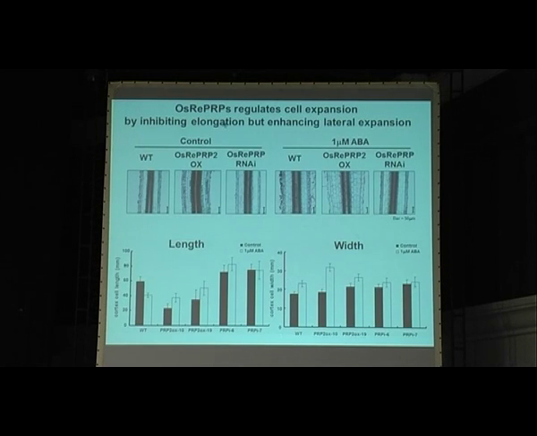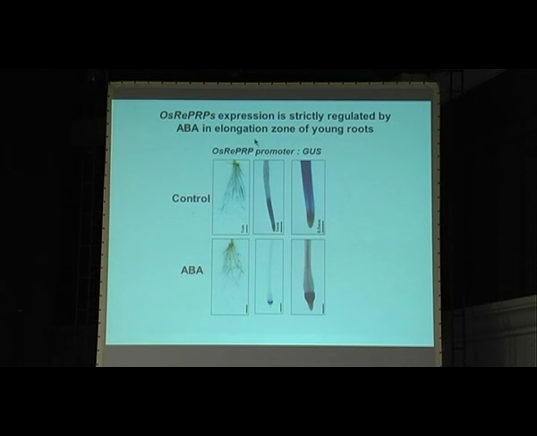And finally, we notice you cannot just measure elongation because the lateral expansion is also affected. While the presence of this protein inhibits elongation, it actually promotes the lateral expansion, making the root shorter and fatter. So finally, back to cell biology.